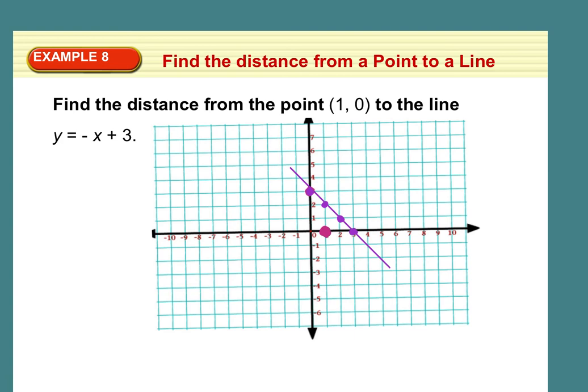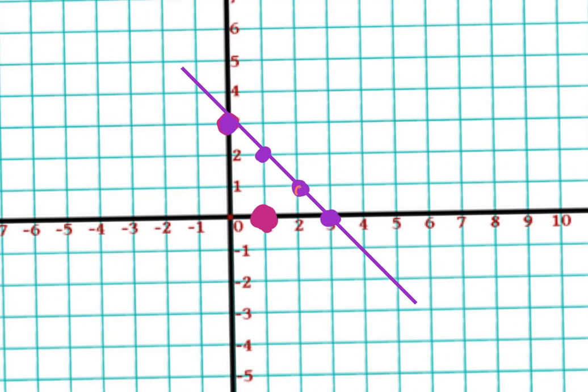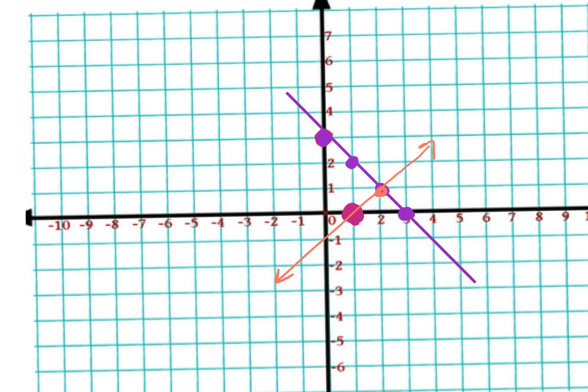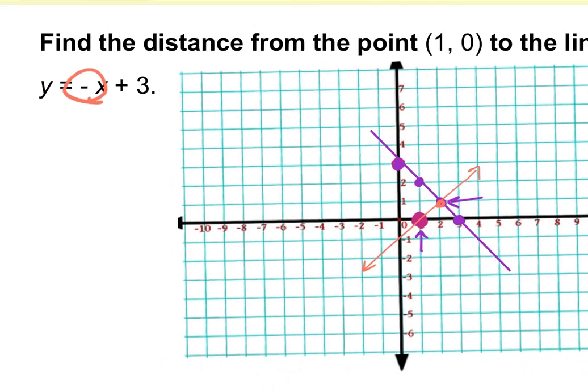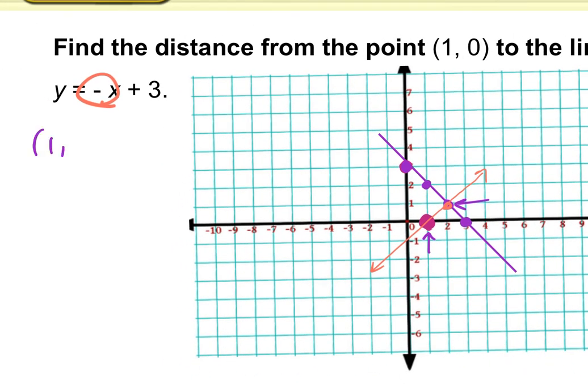How would I know what's the distance? How do I show distance from a point to a line? This is 1. Well, but how do I know which point to use? You use the perpendicular. I need to find a perpendicular one, right? So if the slope of the purple line is negative 1, what would be the slope of a line that's perpendicular to it? Positive 1. So if I go up 1 and to the right 1, this is going to be my perpendicular segment. And so I want to find the distance from this point to this point, which is 1, 0 to 2, 1.